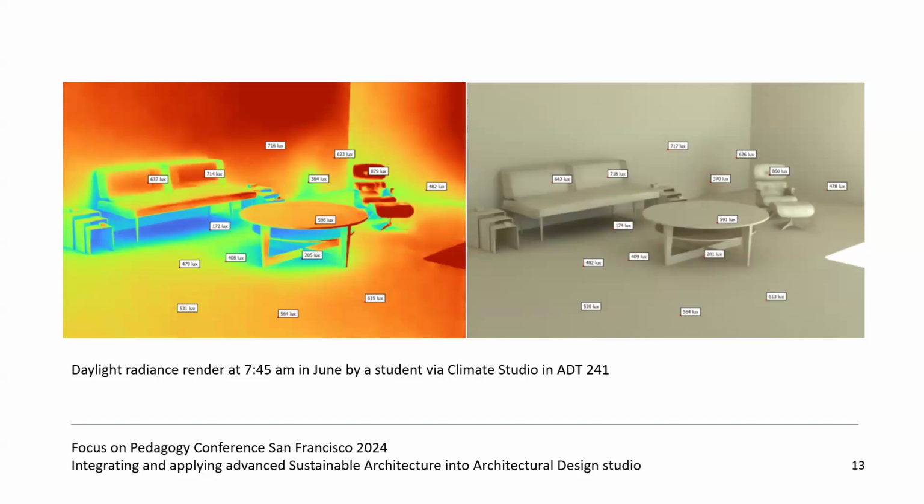And for the daylight radiance, they need to input the time and the date, because for every single second, the sun position is different. So here you can see that the students conducted the daylight radiance render at 7:45 p.m. in June. Unfortunately, I forgot the date they conducted this analysis. I'm not sure which day of June. So they also understand that and make sure that they don't have any glare on the different surfaces.